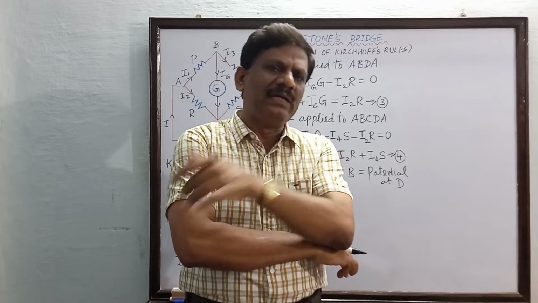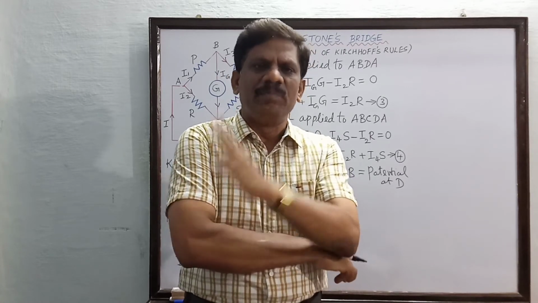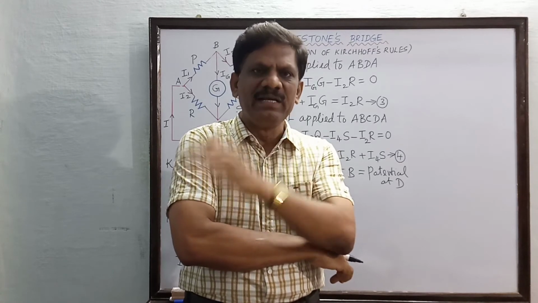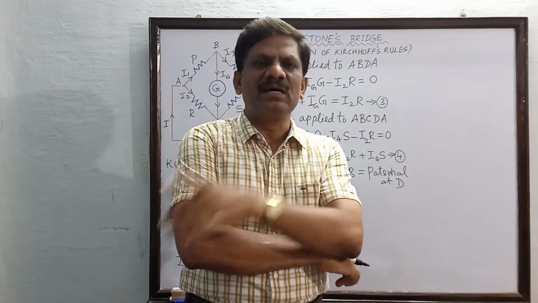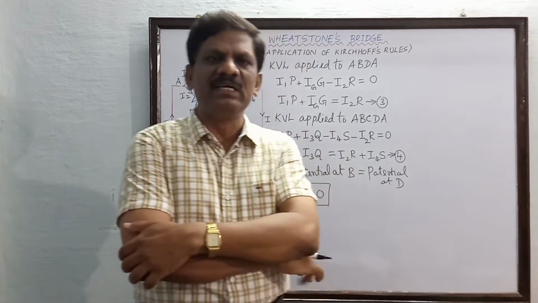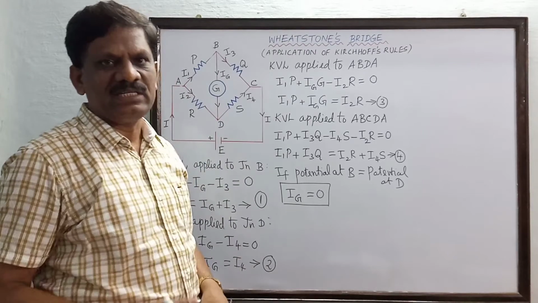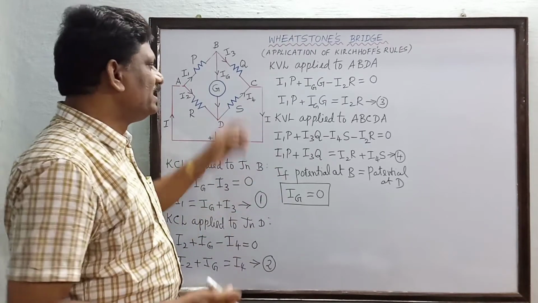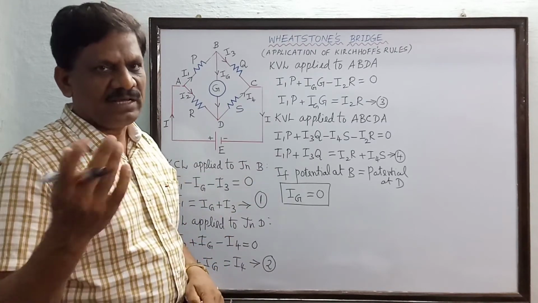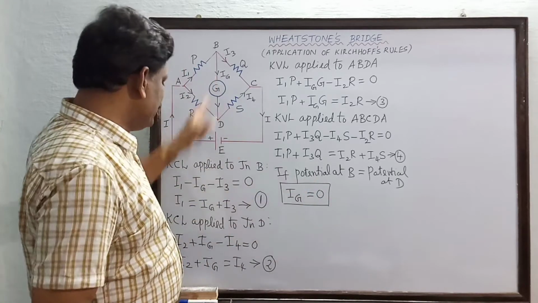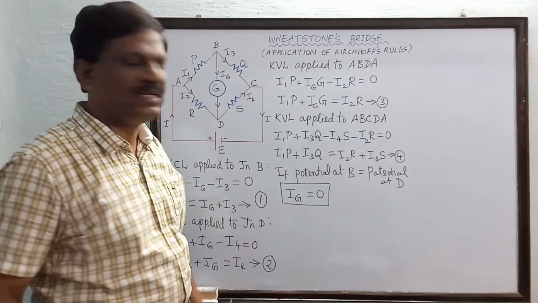So, when no current flows through the galvanometer, the pointer of the galvanometer will read the center 0. This is called null deflection of the galvanometer. When the galvanometer shows null deflection, 0 current, then the bridge is said to be balanced. Therefore, I am going to substitute Ig equal to 0 in all the previous equations.